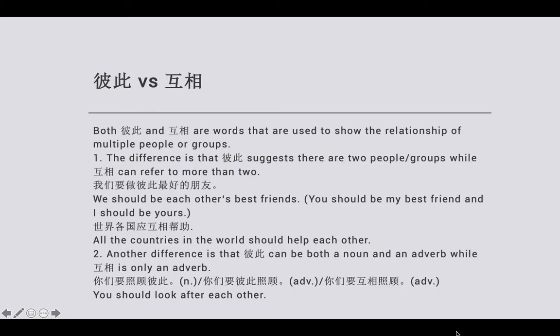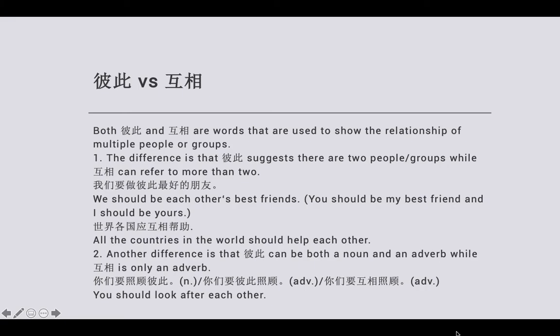The last one is 彼此 and 互相. Both 彼此 and 互相 are words that are used to show the relationship of multiple people or groups, and it always shows the reciprocal relationship between those people.